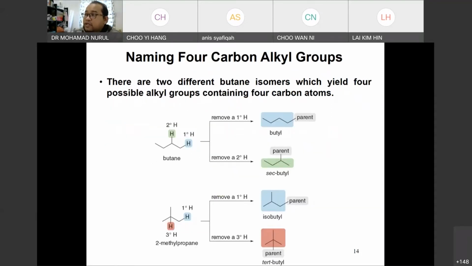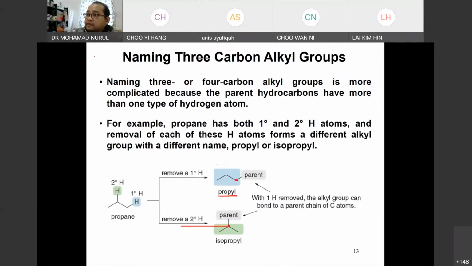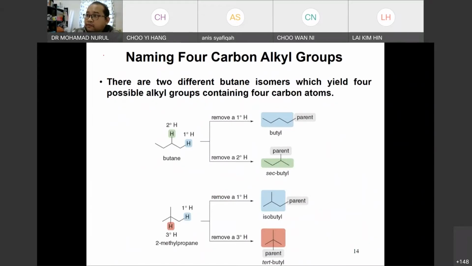So this one is 3 carbon. This one we have 4 carbons, we can call butane. They have two different isomers, which means 4 possible alkyl groups contain 4 carbons. First, if we remove the proton in this position, we make the branch, and this becomes butyl. If we remove in this position, it becomes secondary butyl because it's a secondary carbon.